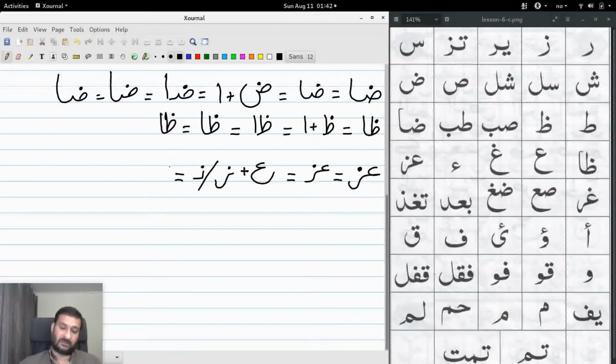So this becomes first part of Ain, and then za, or first part of Ain and za, just like that. Ain za. And this is Ghain, Ghain ra. So let's write that.